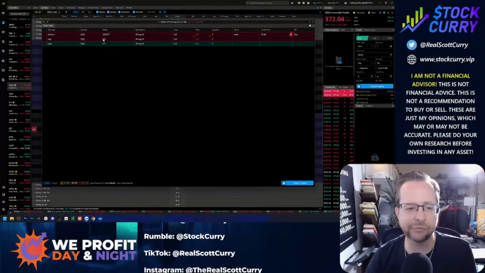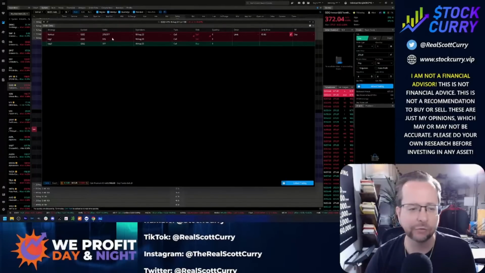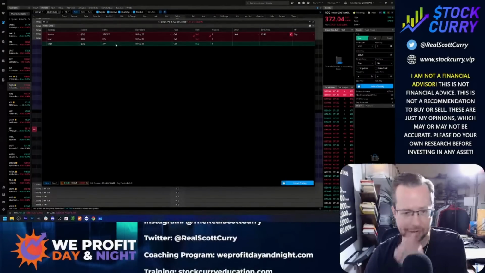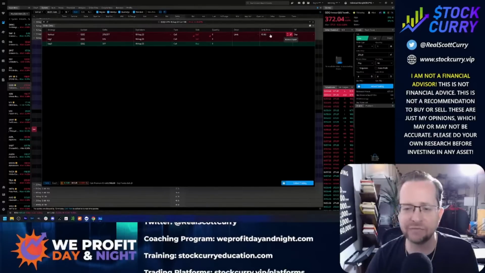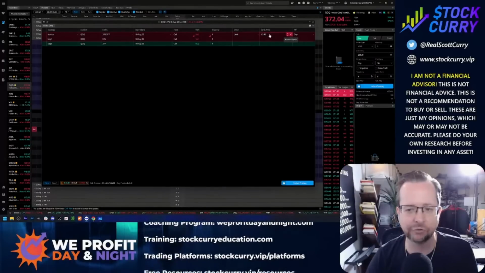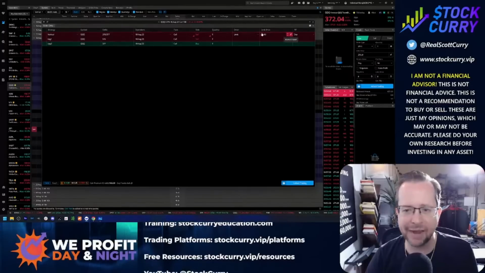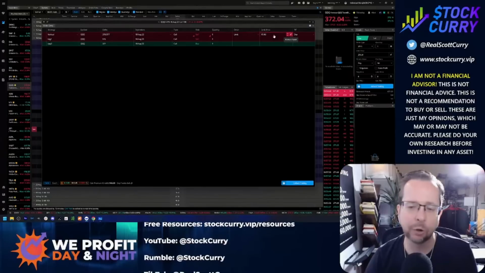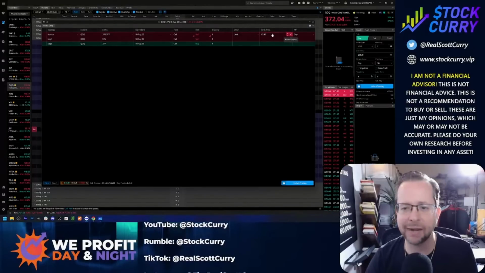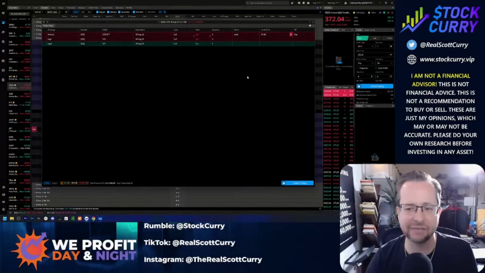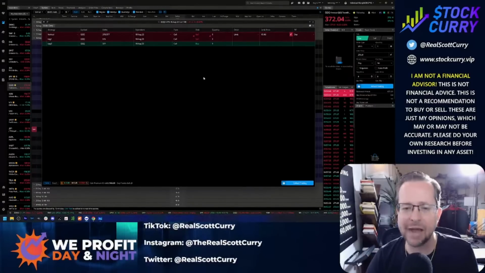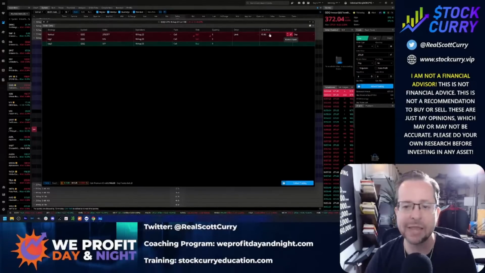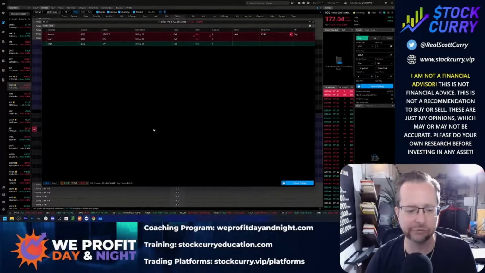The maximum loss is the spread minus the credit. The spread is $1 or $100 if you're looking at 100 shares. The credit is 45 cents or $45 if you're looking at 100 shares. The difference, the maximum loss, is $1 minus 45 cents, which is 55 cents, or at 100 shares, it's 100 minus 45, which is $55. So with this, my maximum profit is $45, which is the credit. My maximum loss is $55.